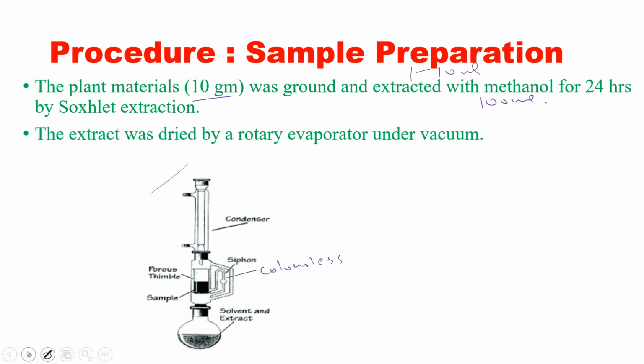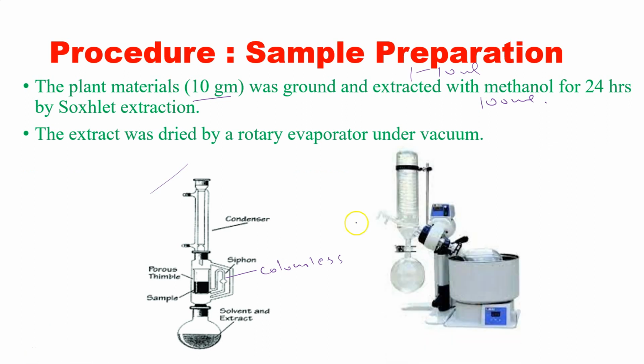Now further, the extract was dried by a rotatory evaporator under a vacuum. So this instrument is called a rotatory evaporator. Why under a vacuum? Because of the heat required for extraction of methanol, this heat will not disturb, because the boiling point of methanol will be reduced, because we are utilizing a vacuum over here.